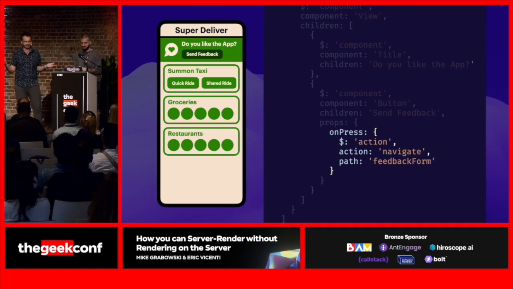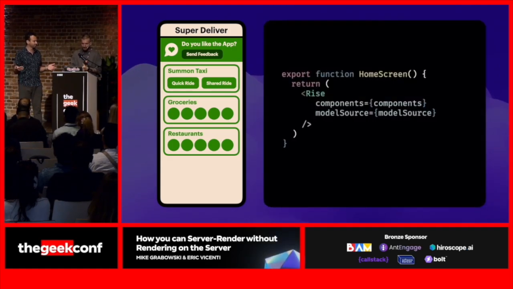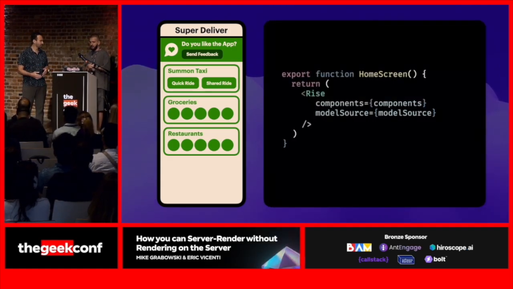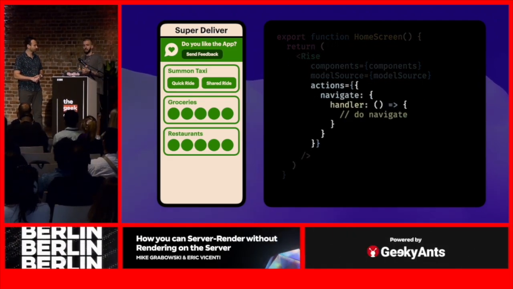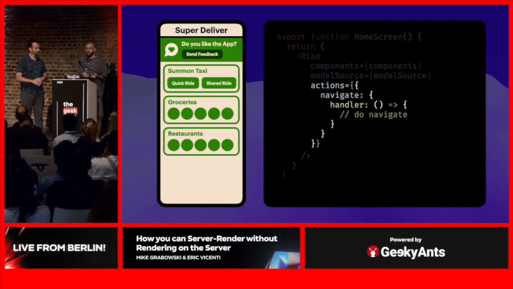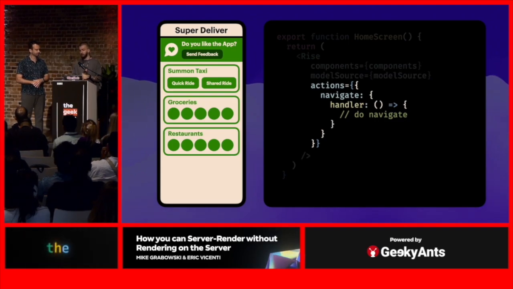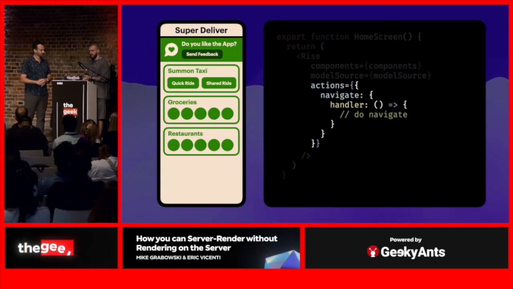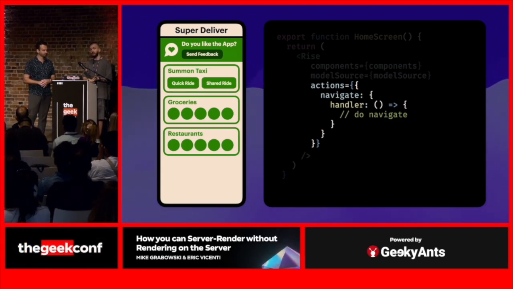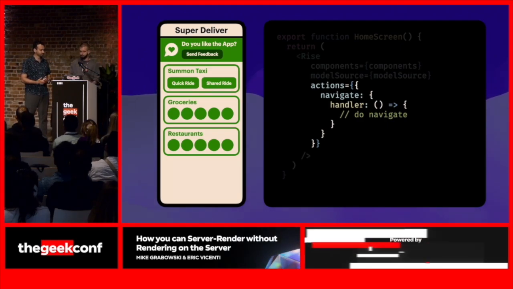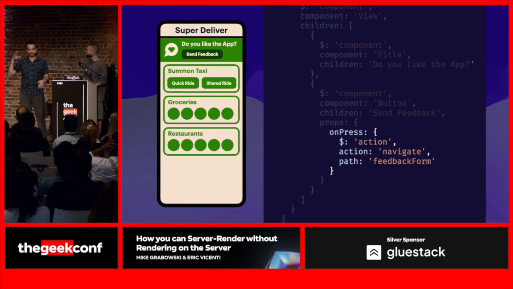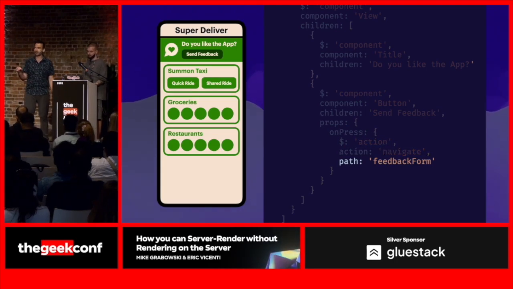But where has this been defined? So, there is one more prop on the Rise component, and that's called actions. That's where you can define actions to run on the client. Just like with components, it's a map, and you can reference each action by the key. In this case, we have navigate with the handler, and the handler will be called each time navigation happens on the client. OK, so here we're defining our on-press action, and we're specifying this path.